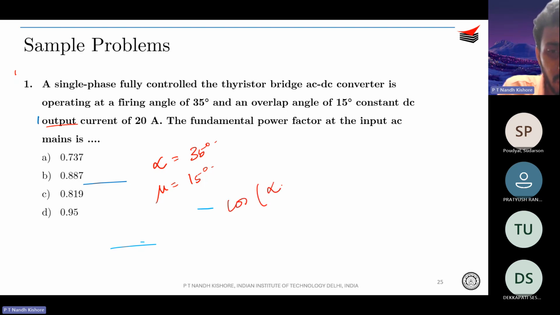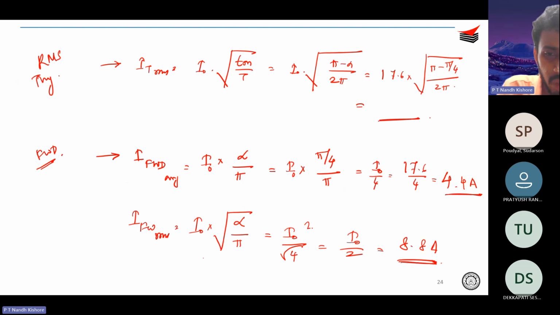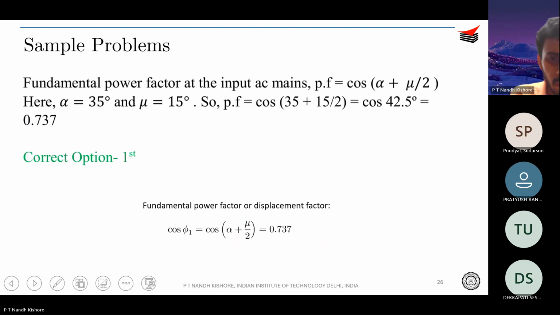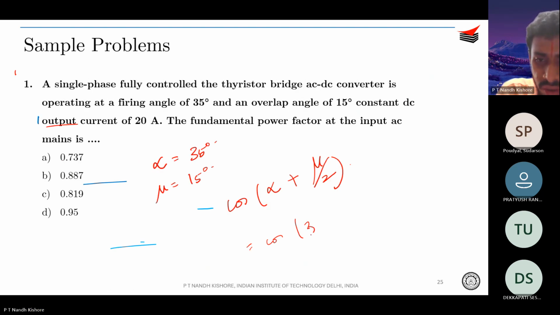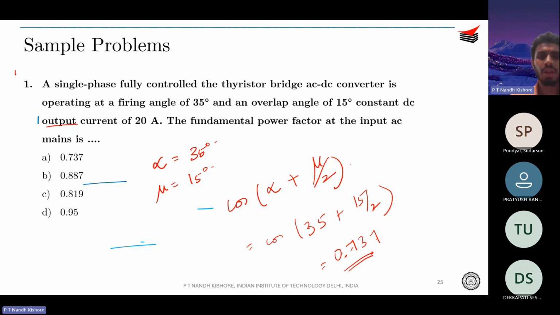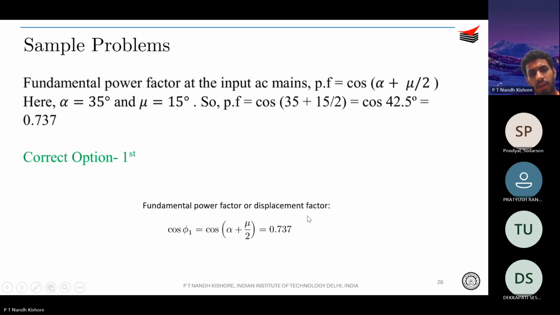You would have known this as cos of alpha plus mu over 2. Just solve it and you will end up with the answer. Cos of 35 plus 15 over 2, and you end up with 0.737, I guess. Okay. So fundamental power factor is going to be cos of alpha plus mu by 2. This is the fundamental power factor or displacement factor, right?